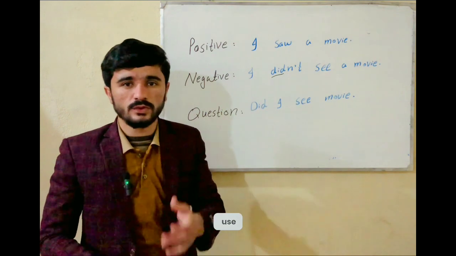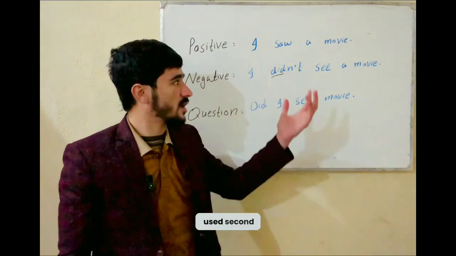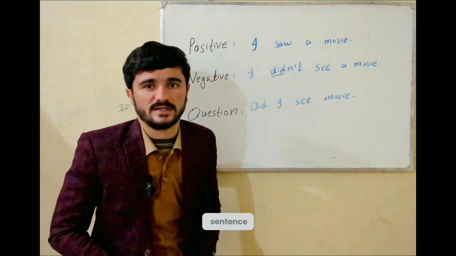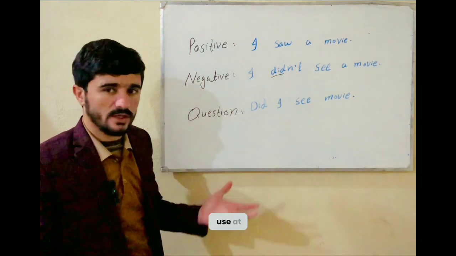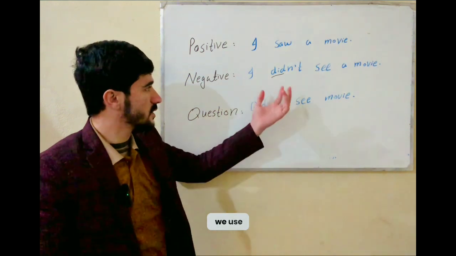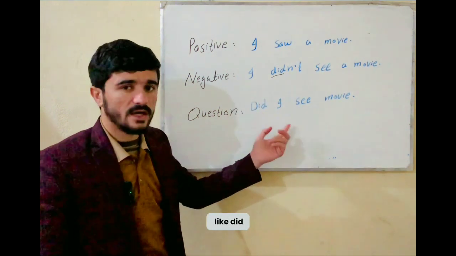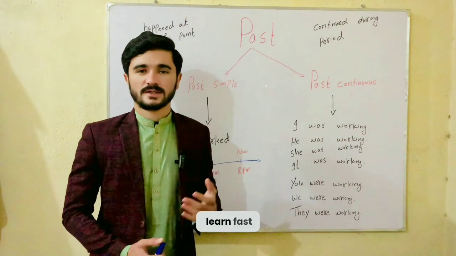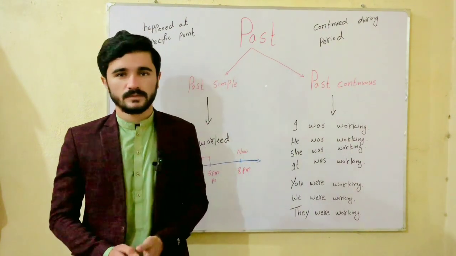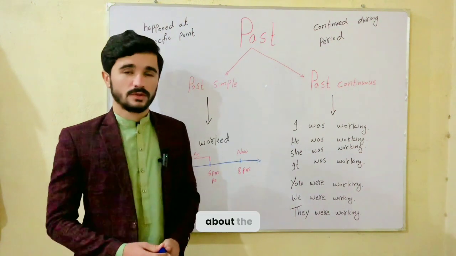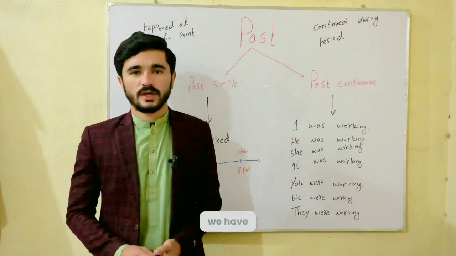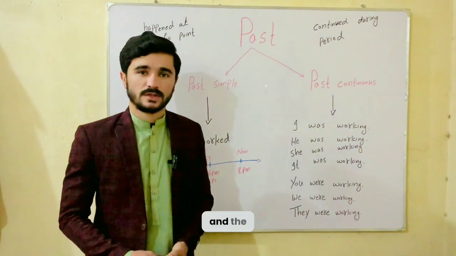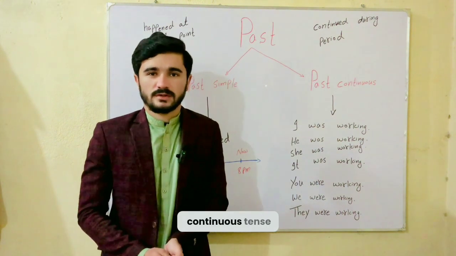So once you use the second form, we cannot use the second form again in the sentence. And how do we use it in the question? In the question we use did with the past, like did I see a movie. Now, past continuous tense. When we are talking about the past tense, we have two basic tenses: the first one is simple past and the second one is past continuous tense.